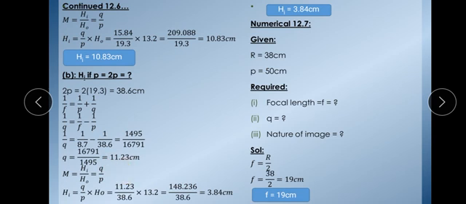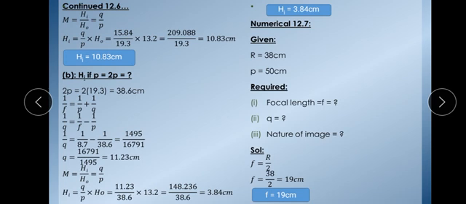So in the next step, as we know, m is equal to h_i over h_o is equal to q by p. As we have to calculate h_i, height of image, it will become q by p multiply h_o. So q for second part is 11.23 and p for second part is 38.6, multiply 13.2, which is the height of object. It will become 148.236 divided by 38.6, which equals 3.84 centimeter, the height of image if the distance of the object is doubled than before.